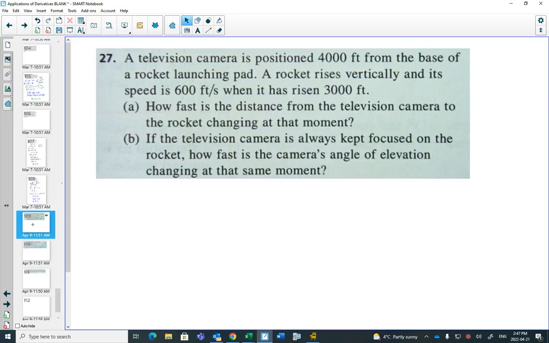A television camera is positioned 4,000 feet from the base of a rocket launching pad. The rocket rises vertically, and its speed is 600 feet per second when it has risen 3,000 feet. Okay, so what do we have here? We've got a camera.